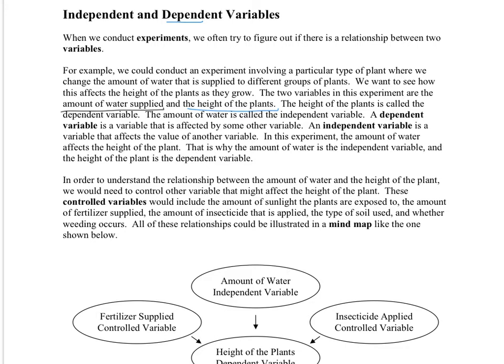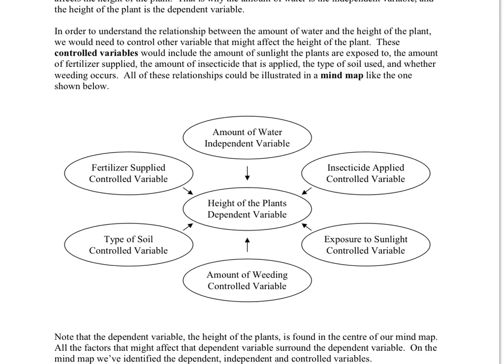So in order to understand that relationship between the amount of water and the height of plant, we would have to control other variables, because obviously there's more that goes into the growth of a plant. We have things like insecticides, exposure to sunlight affects the way a plant grows, amount of weeding, the type of soil. There's lots of factors, and we call these controlled variables because the idea is that we could control how much insecticide we apply in this experiment. And then what changes is the amount of water.